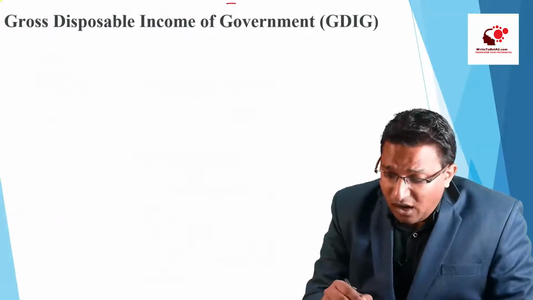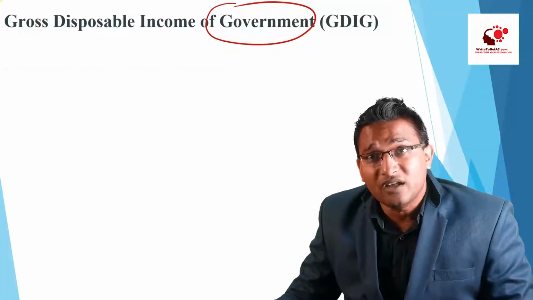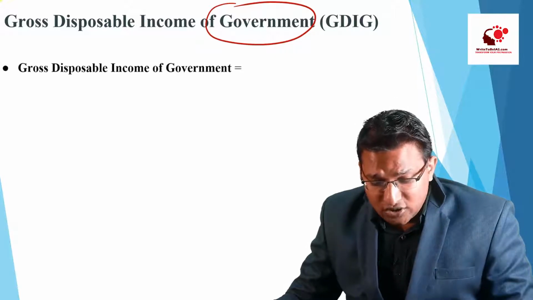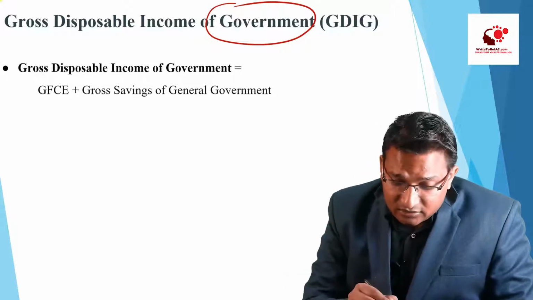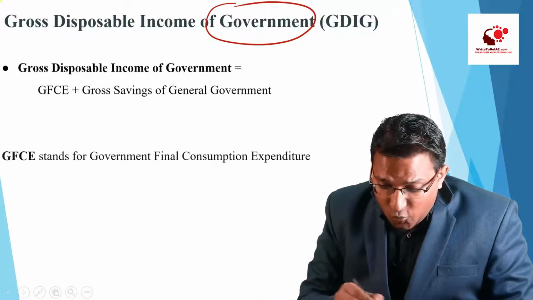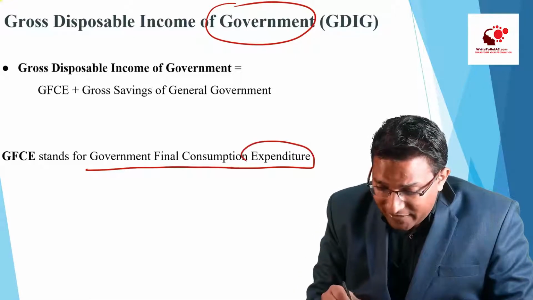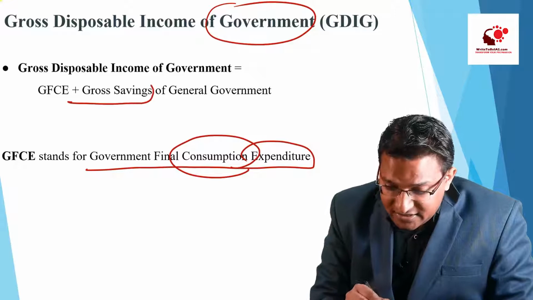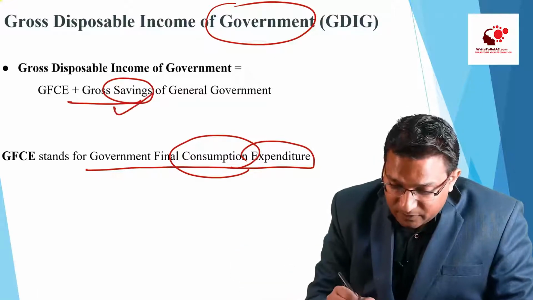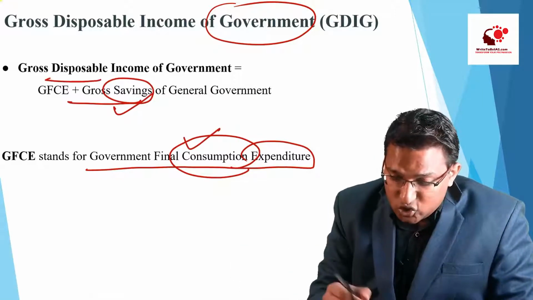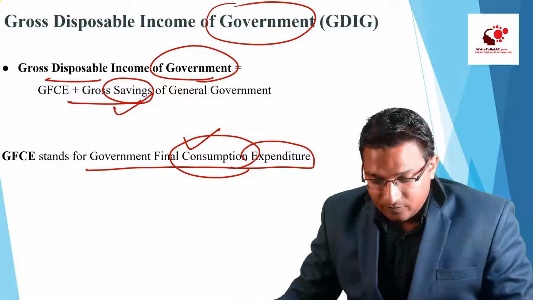Gross disposable income of the government. This is part of the disposable income. So gross disposable income of the government is the government final consumption expenditure, so the government's consumption plus the government's saving, right? Government's consumption plus government saving is equal to gross disposable income of the government.